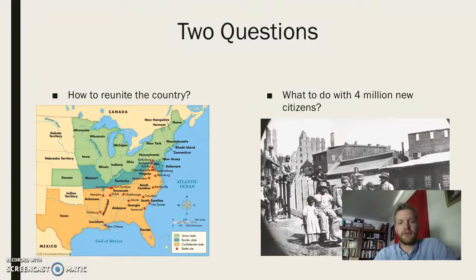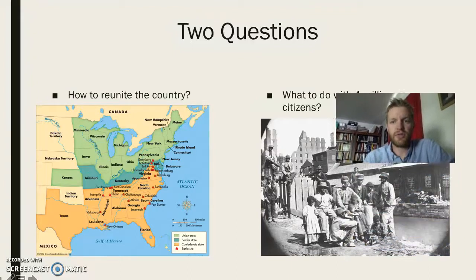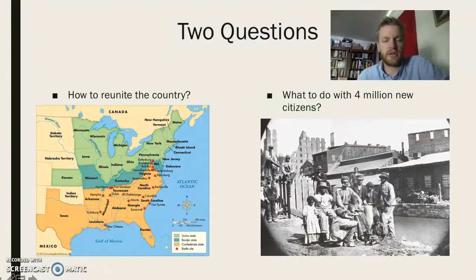So there were two questions at the end of the Civil War that the country had to deal with. First was, how do we reunite the country, the North and the South? Secondly, what do we do with 4 million new citizens?